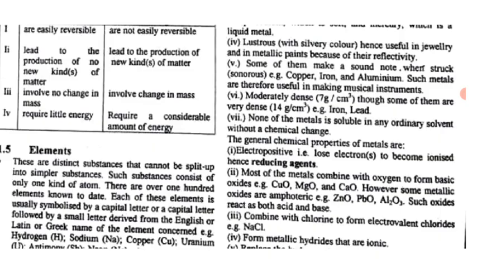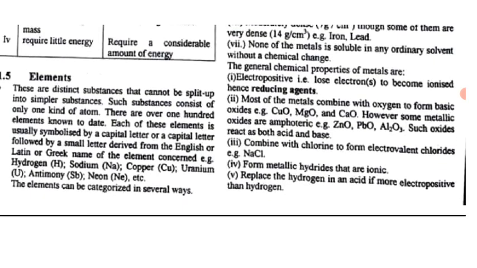Now let's talk about the general chemical properties of metals. Number one, they are electropositive, as they lose electrons to become ionized, hence they are reducing agents. Number two, most metals combine with oxygen to form basic oxides, such as copper oxide, magnesium oxide, and calcium oxide. However, some metallic oxides are amphoteric, which means they can act both as basic and acidic.